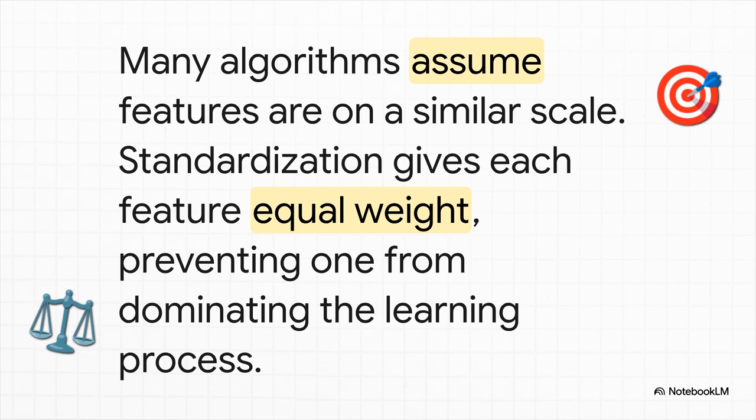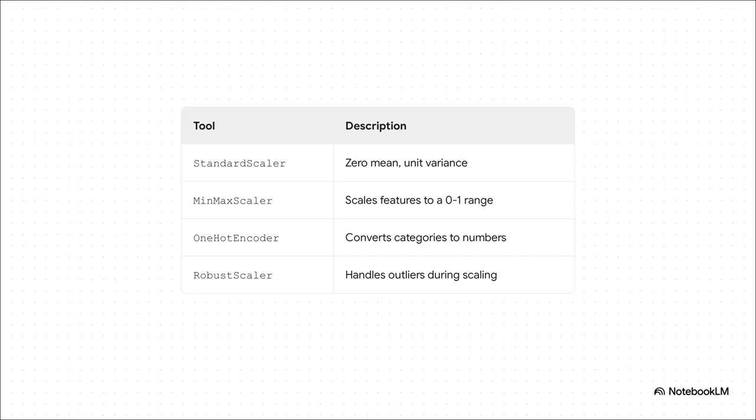And listen, this isn't just about being neat and tidy for fun. It's crucial. A lot of powerful algorithms just plain assume that all your features are on a similar scale. So imagine this. You have 2 features. One is a person's age, right? Say from 0 to 100. The other is their annual income, which could be in the millions. Without standardizing, that income feature with its giant numbers would completely dominate the learning process. The model would pay way more attention to it just because the numbers are bigger. Standardization levels that playing field, so every feature gets a fair shot. And of course, Scikit-learn has a whole toolbox for this.